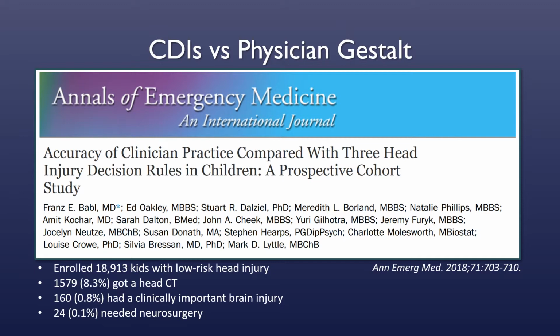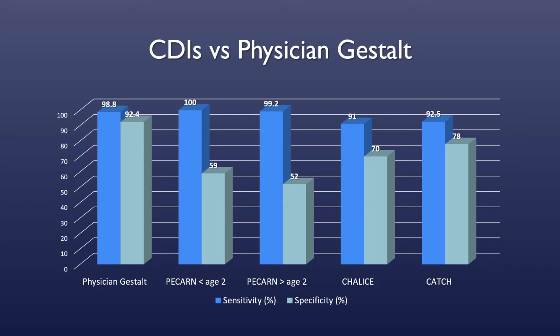So, how did the docs stack up against the decision instruments? PECARN was the most sensitive, missing only one injury on the first visit. So it was 99.6% sensitive, but also would have scanned or observed more kids than any of the other decision rules. On the flip side, CHALICE and CATCH only caught 91 and 92% of the injuries, which is probably why none of us have ever even heard of those decision aids, because they're just not sensitive enough. PECARN clearly won the battle of the decision aids.